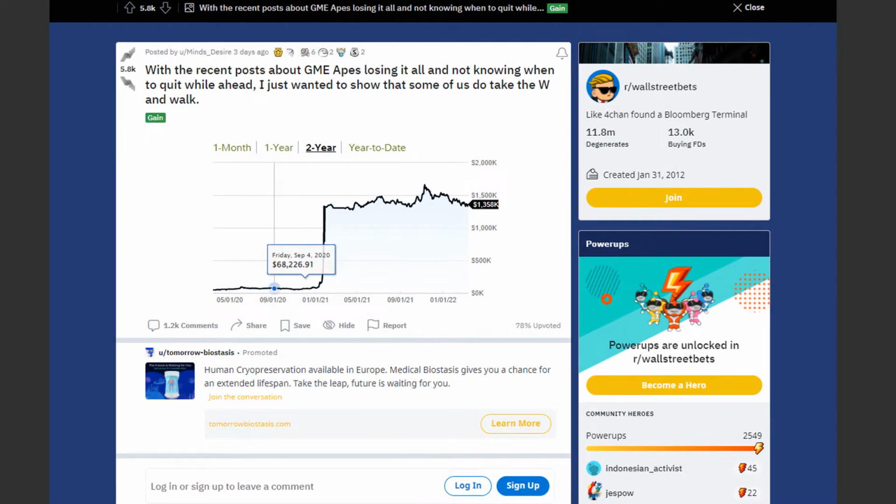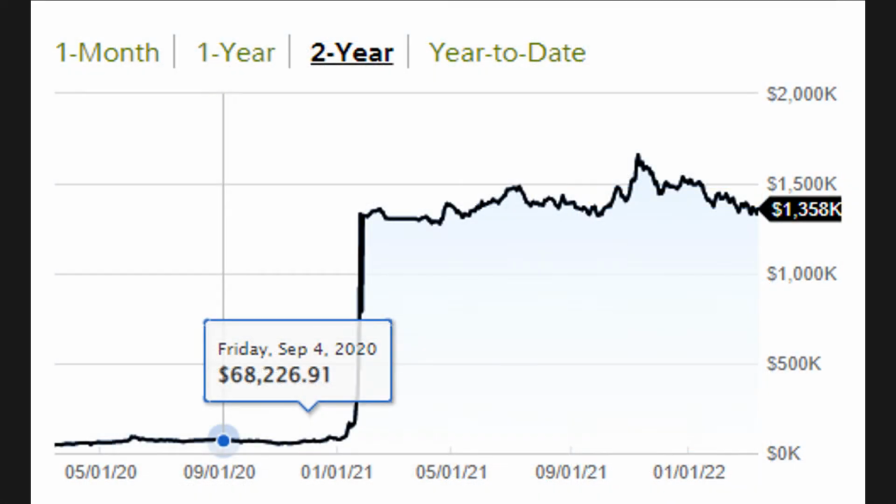Next up, we have a trader who did quite the opposite of the previous trader. Trader by the name of Mind's Desire saw a lot of recent posts about GameStop apes losing it all and not knowing when to quit while ahead, and he just wanted to show that some of us do take the W and walk. As we can see, he had around 68k on September the 4th of 2020.